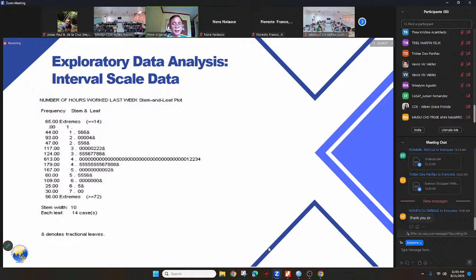So this is an example of a stem and leaf display. You would see here that more of the values are concentrated at the center. If you rotate it counterclockwise, more or less you will see that it is somewhat normally distributed.